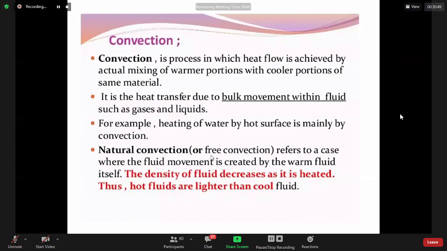So the density of the fluid decreases as it is heated. Therefore, hot fluids are lighter than cold, than what? Than cool fluids.